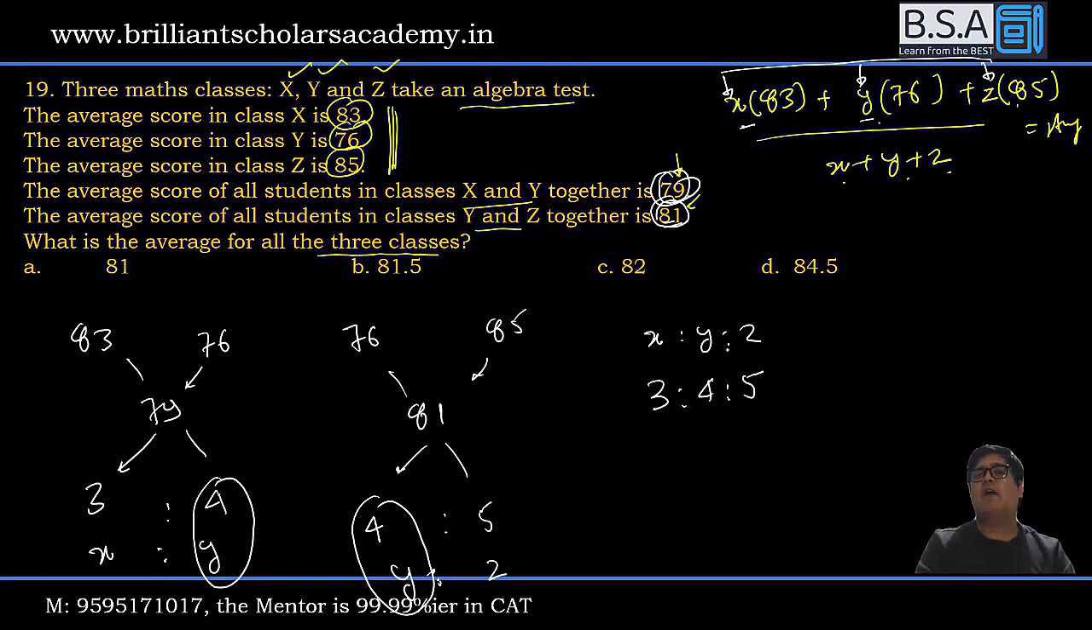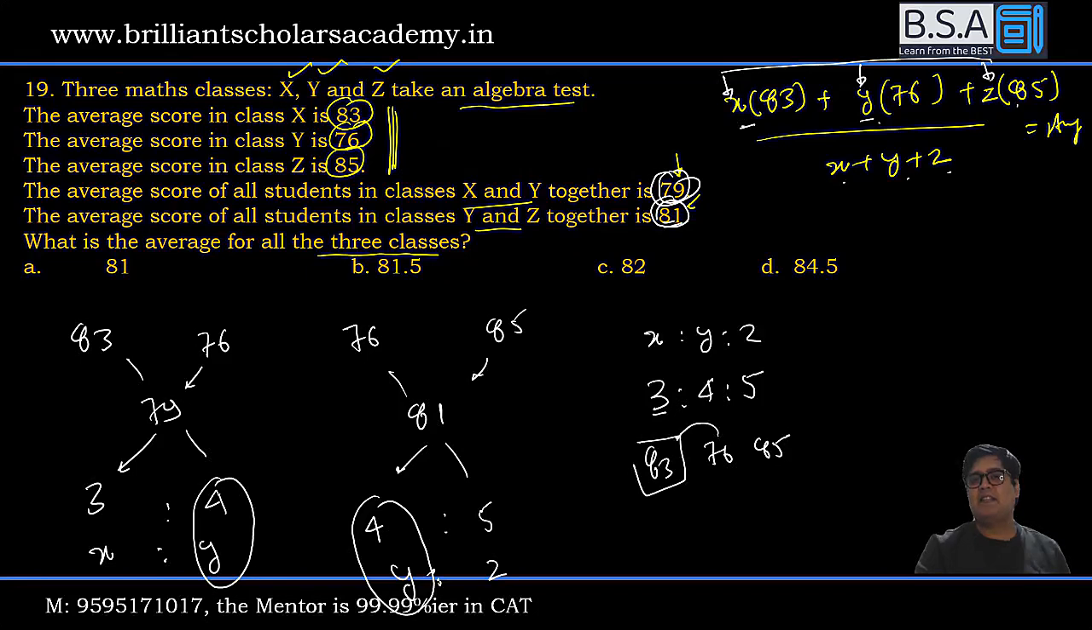Here, now I can calculate the average. Either I can go with the deviation method or I can go with the standard approach. What is the average? 83. What is the average? 76. What is the average? 85. This is numerically the middle number.